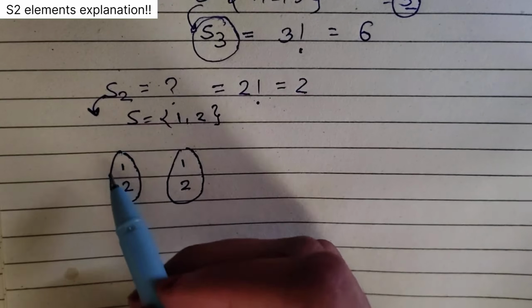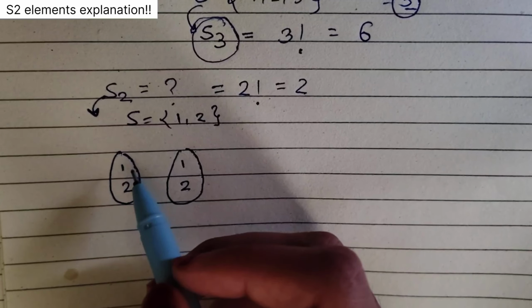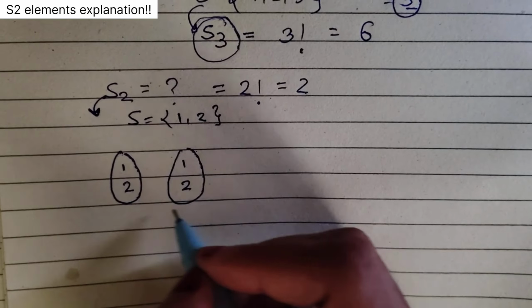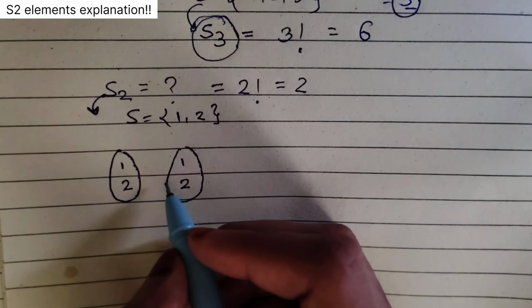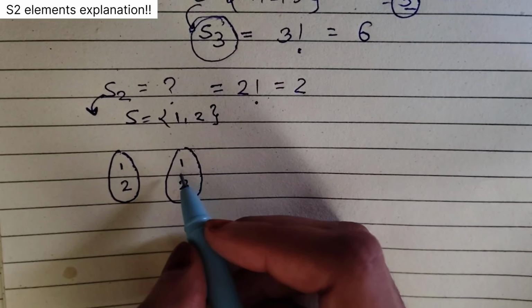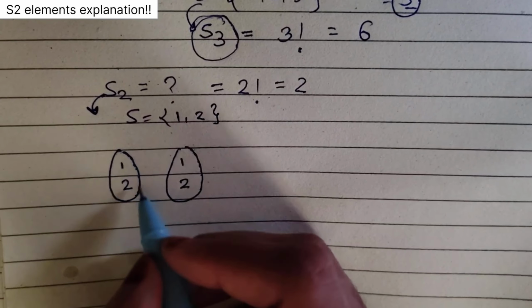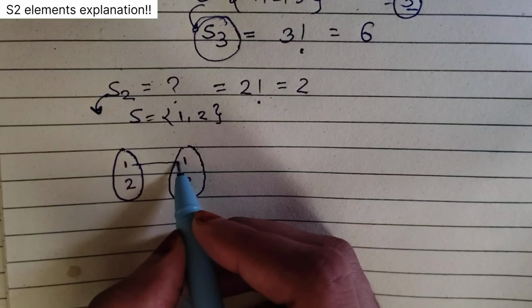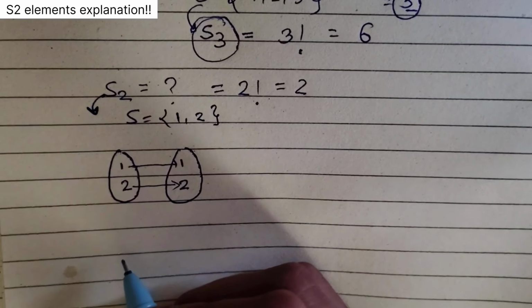Okay, so basically permutations are what? Permutations are functions. Functions are what? Basically mappings, from this set to itself. Okay, so we will see the possibilities of mappings, how we can map these elements to these elements. The first possibility is that we have mapped 1 to 1 and 2 to 2.